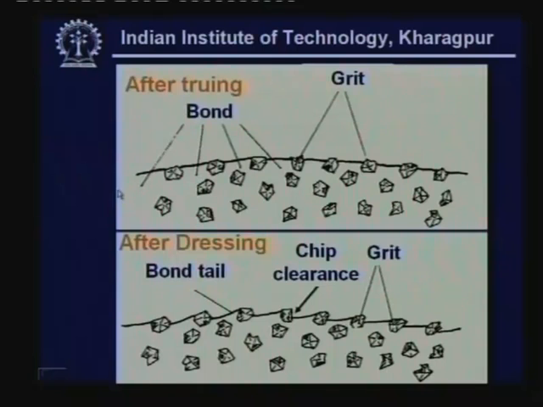Here we can see a truing. After the truing operation, the bond material and the grit material are leveled. So, this grit cannot have any cutting capacity. Now, in dressing we have to scoop out this material to clear the space for chip clearance. With this chip clearance we have enough space for grinding action. So, this is actually dressing.